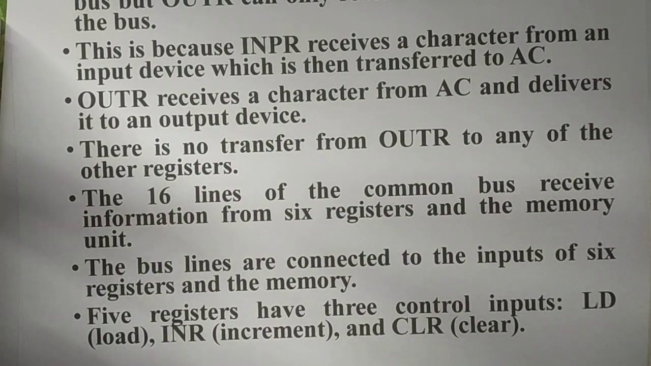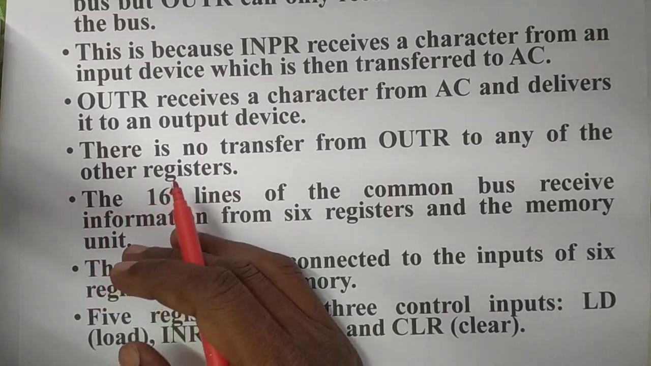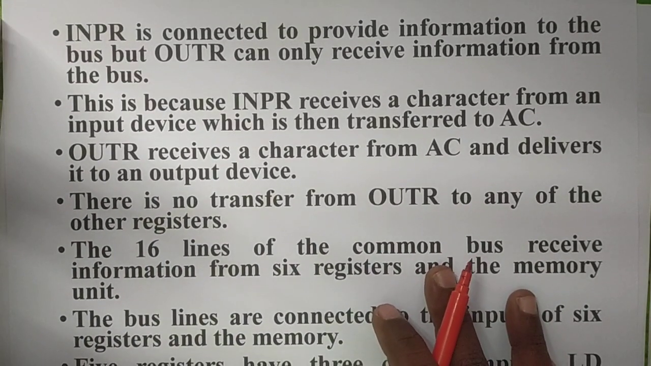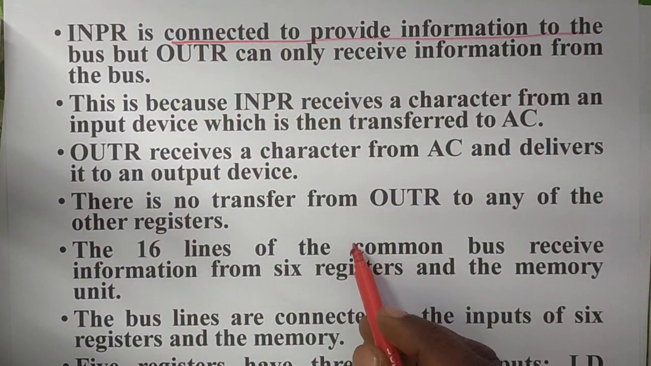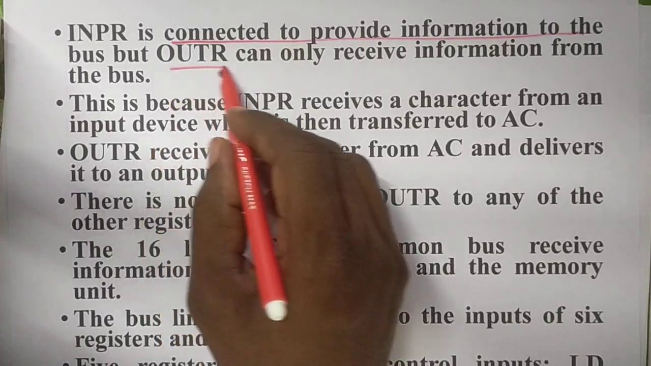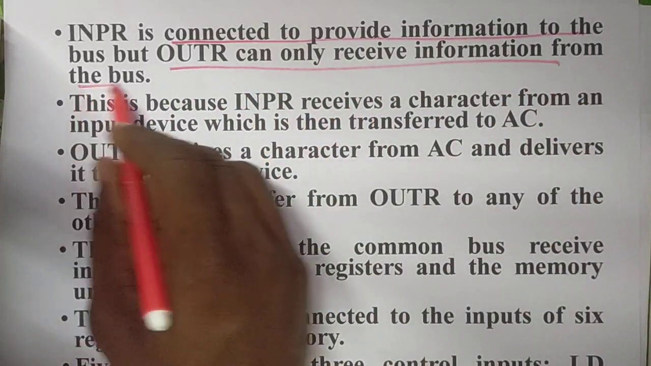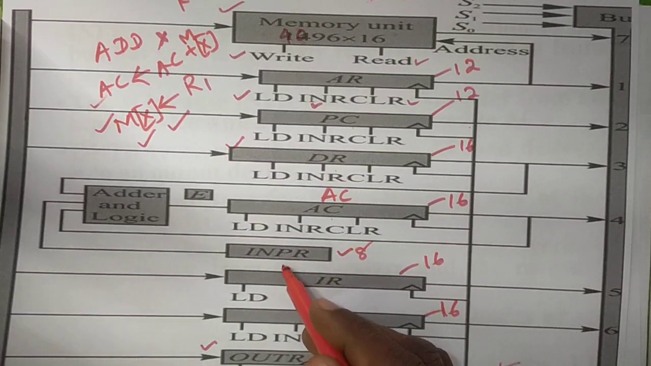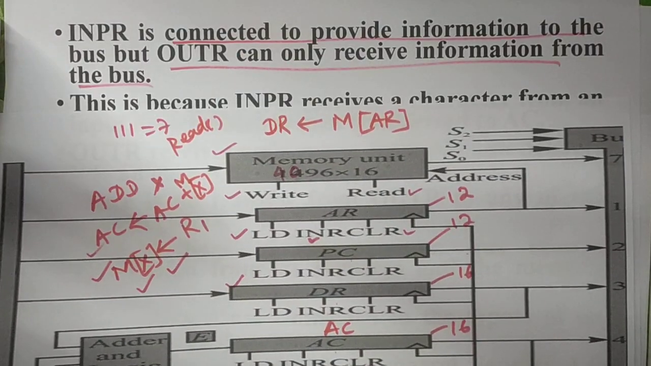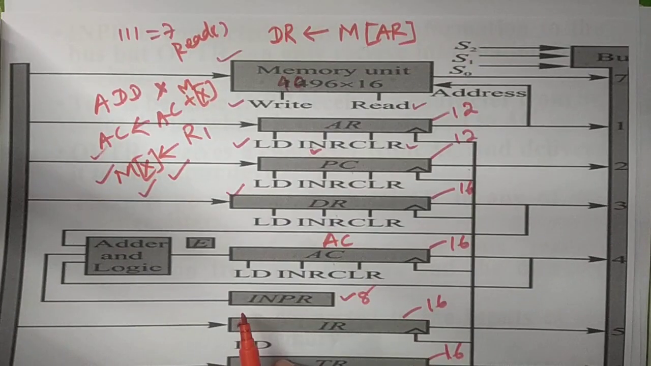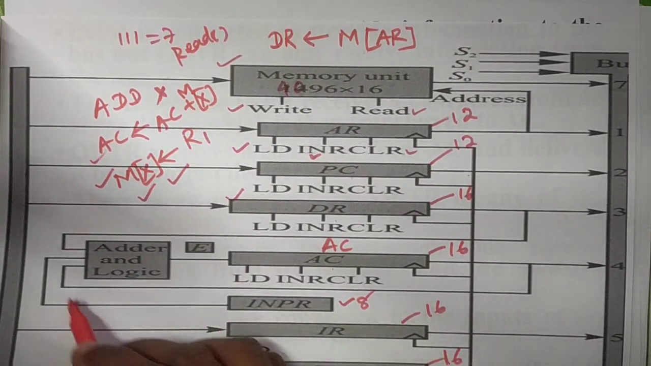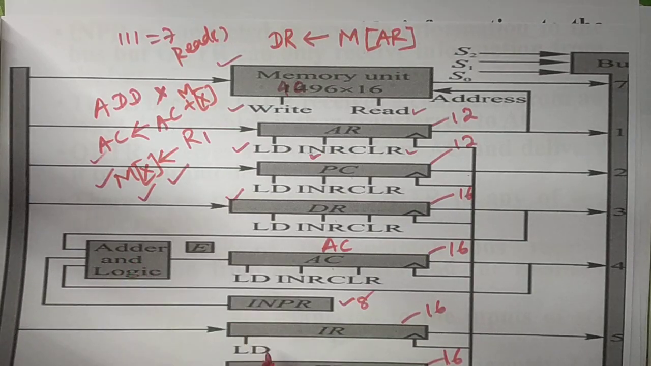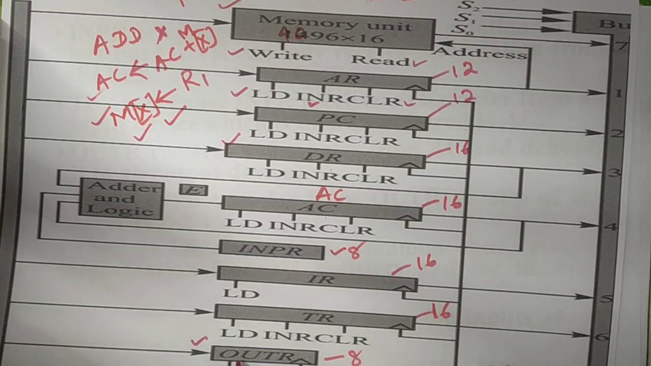Similarly, the input register is connected to provide information to the bus, and the output register receives information from the bus. As I have already told you, the input register provides the data to the bus, and the output register receives the data from the bus.